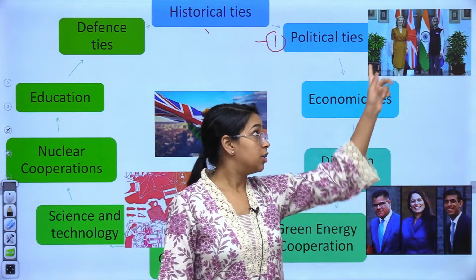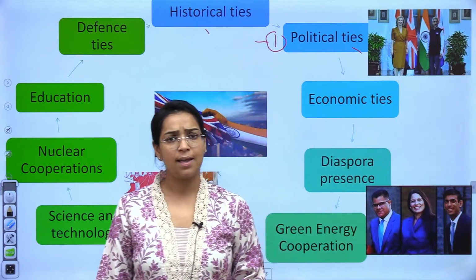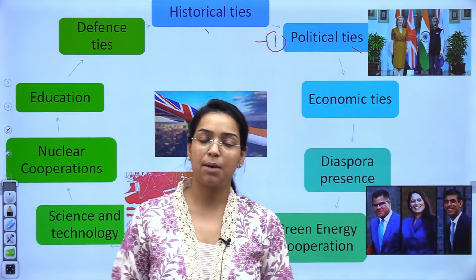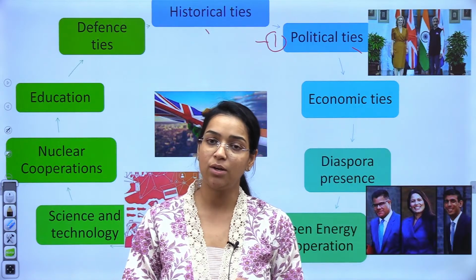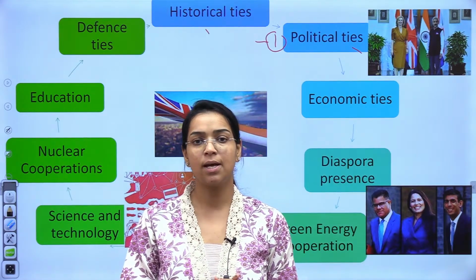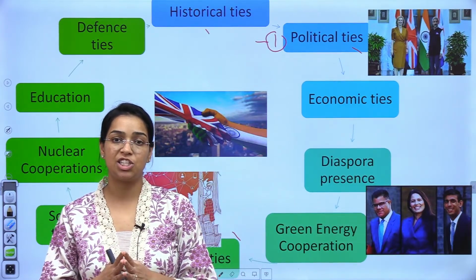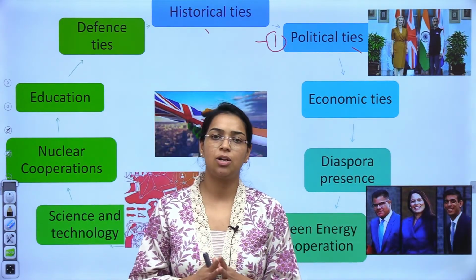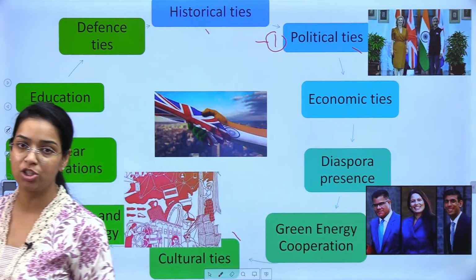That is why the first limb of any bilateral relationship is the political ties, and these political ties between India and UK are considerably strong, right? We are meeting on regular intervals, we have parliamentary exchanges, we are also exchanging judges and judicial workers from one area to another to share information, to share knowledge, right?